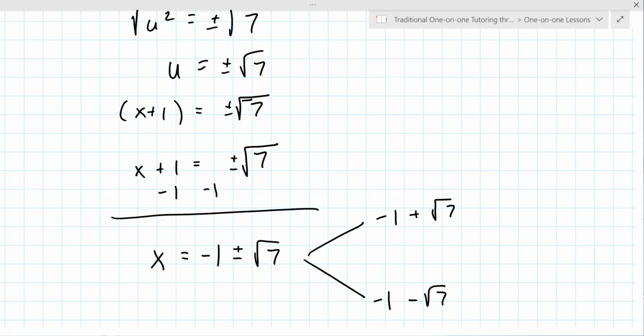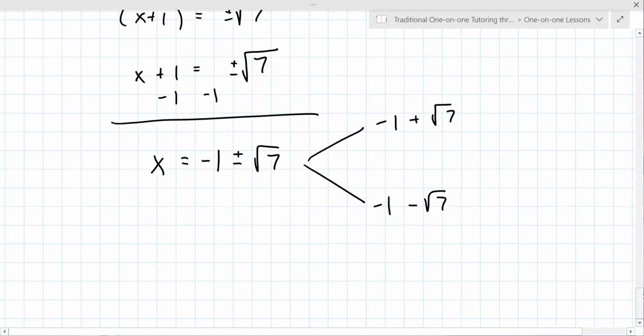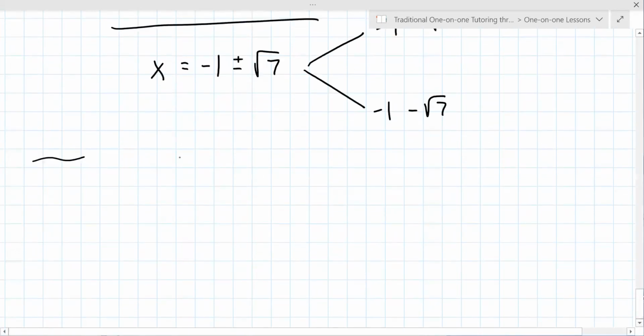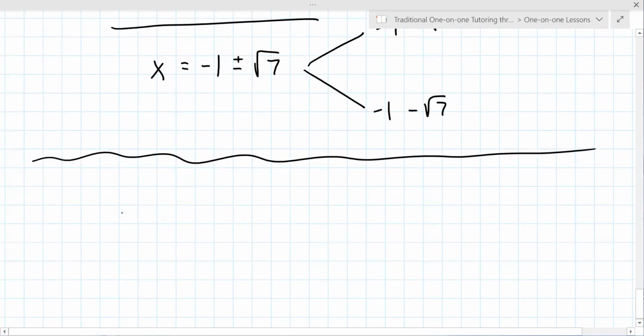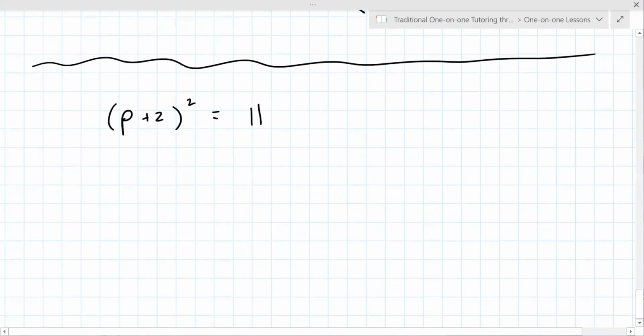Okay. So let's do another one like this just to be okay with it. Let's say it's p plus 2 squared equals 11. We're going to do this one correctly this time. We're going to take the square root of both sides. But when you take the square root of the right-hand side, you have to write plus or minus.